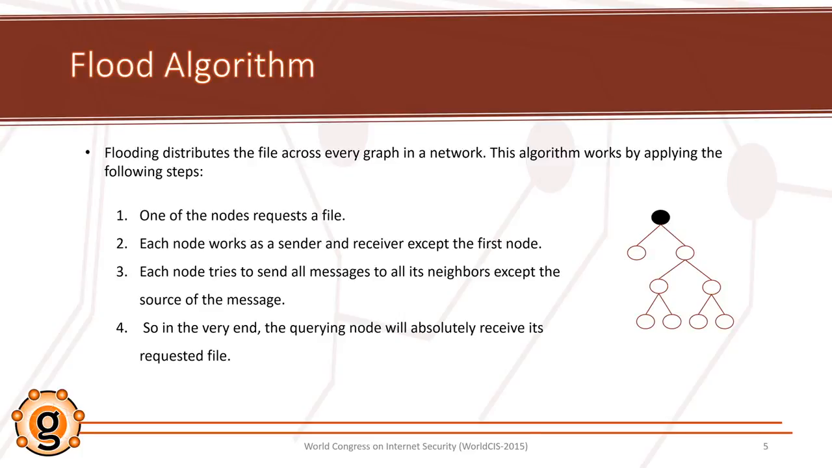Flooding distributes the file across every graph in a network. This algorithm works by applying the following steps. One of the nodes requests a file. Each node works as a sender and receiver except the file node, the first node. Each node tries to send all messages to all its neighbors except the source of the message. So, in the very end, the querying node will absolutely receive its requested file.